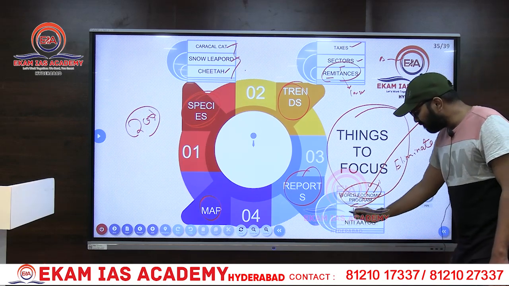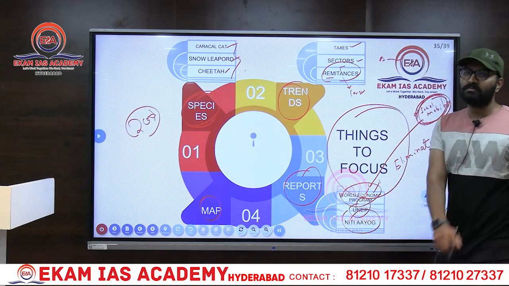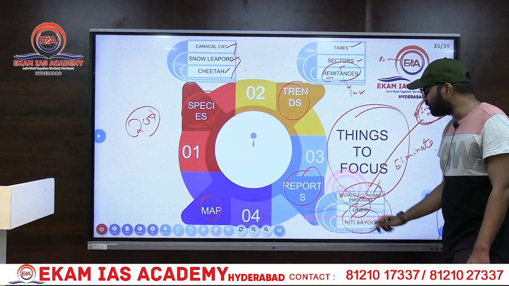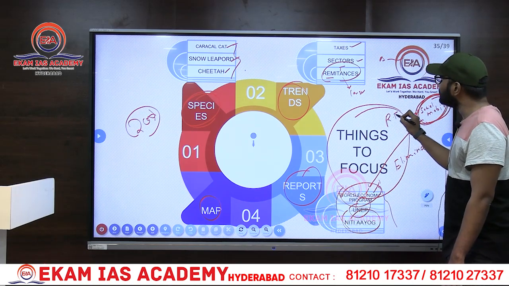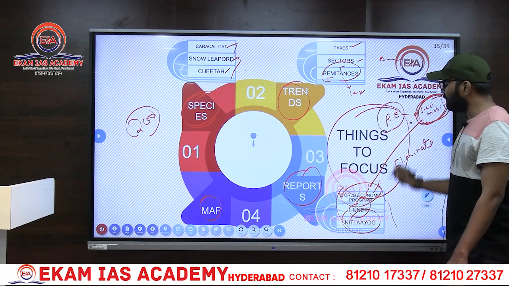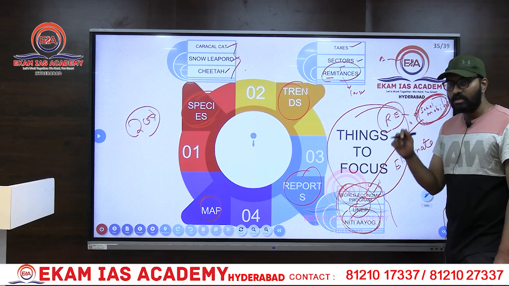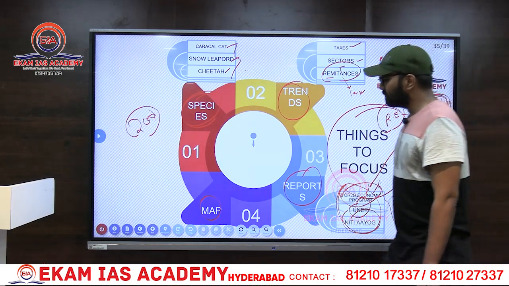Next one is UNEP, the adaptation gap report, and the NTCA. These three are very important and trending. In the last 3 to 4 years, these three are trending like anything. It is reverse engineering, I am telling you. Why? Because if you try to eliminate these options, you can find the correct options in the reports. So focus on these three.